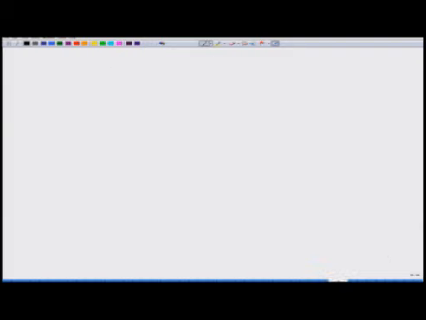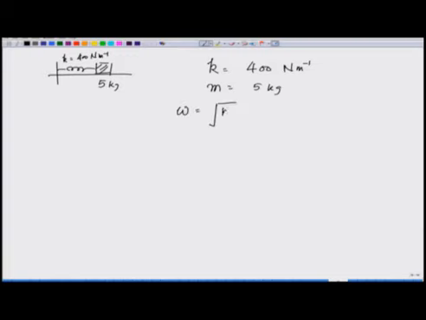So, what you are given is a spring mass system on a frictionless horizontal table. The mass is 5 kg and the spring constant k is 400 newtons per meter. So omega is going to be the square root of k over m, which is the square root of 400 over 5, square root of 80 radians per second, which is 4 square root of 5 radians per second.